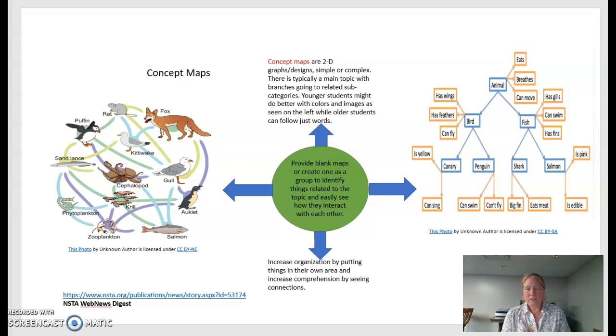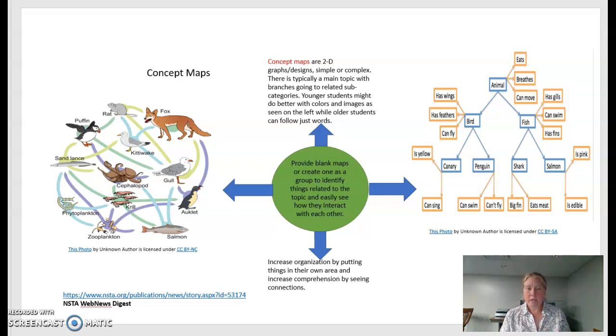The National Science and Teaching Association says that concept maps help both teachers and students understand what is going on in the lesson. The teacher can use it at the end of the lesson to see what the students are retaining, or their understanding of the actual lesson, and the students can use it during the lesson to help organize their thoughts about what is actually going on in the lesson.